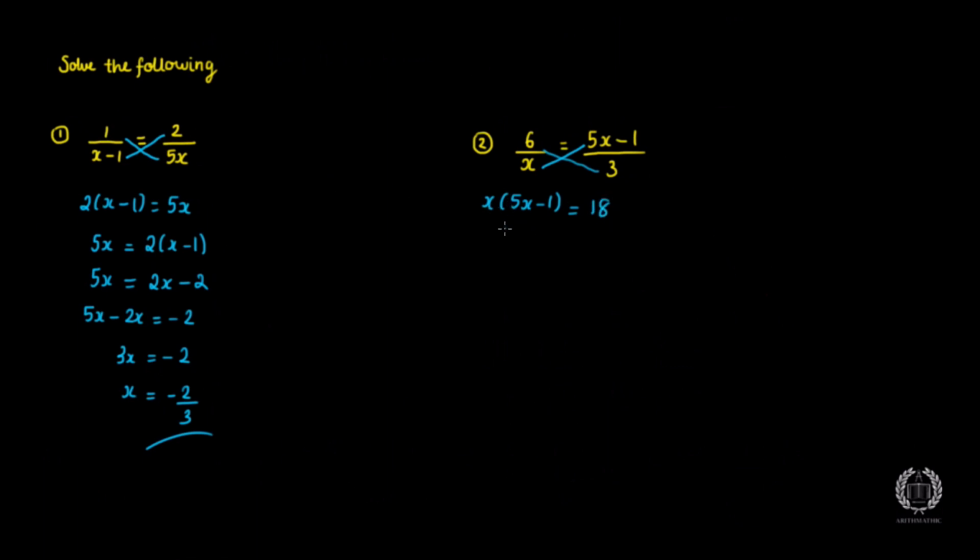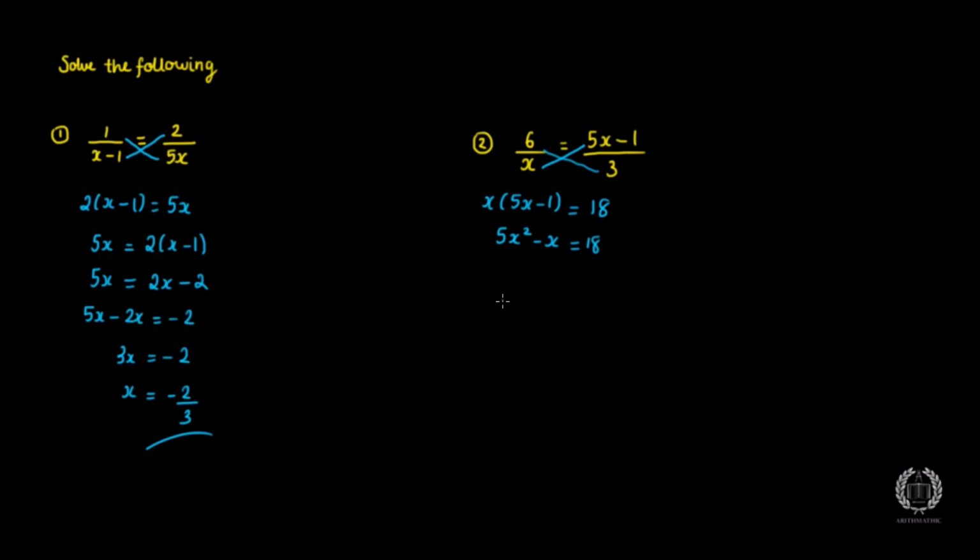So x times 5x is just going to be 5x squared. And then x times minus 1 is going to be minus x equals 18. Now, what can you see that is different in this expression as opposed to the previous one? Have you spotted something that's different in this one? If you have, put it down in the comments. If you know what the difference is.